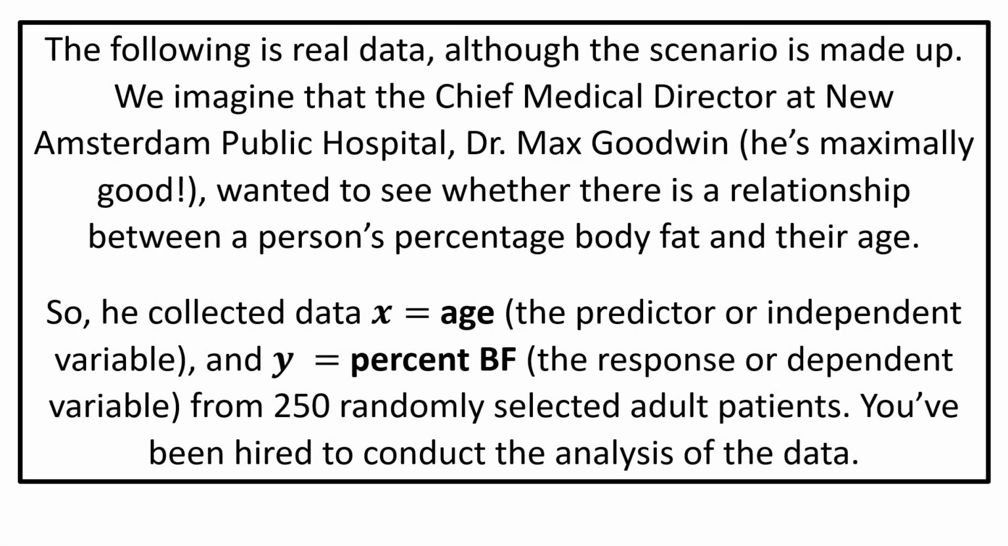So here is the scenario, and I want to emphasize that in this case we're actually using real life data, although the scenario itself is made up. Here we imagine that the chief medical director at New Amsterdam Public Hospital, Dr. Max Goodwin, wanted to see whether there is a relationship between a person's percentage body fat and their age. So he collected data. X would be the age, that's the predictor or independent variable, and Y is the percent body fat, that's the response or dependent variable. Data was collected from 250 randomly selected adult patients.